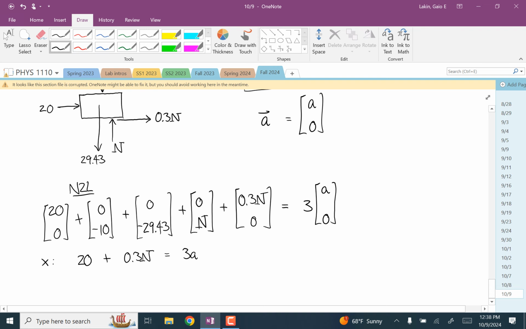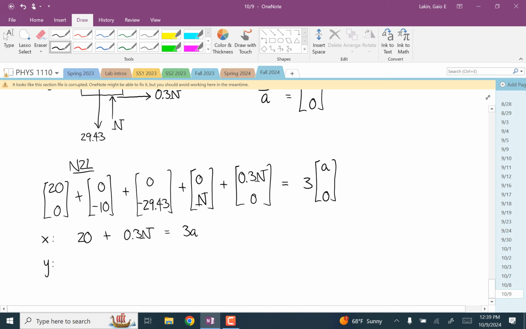On the last problem we did, we were able to solve for A from this. In this case, we can't because that N appears in this equation. So we have one single equation with 2 unknowns. So for these friction problems, what you're always going to have to do is use the Y equation to solve for N, and then plug that N value into the X equation. So now I'll go to the Y equation.